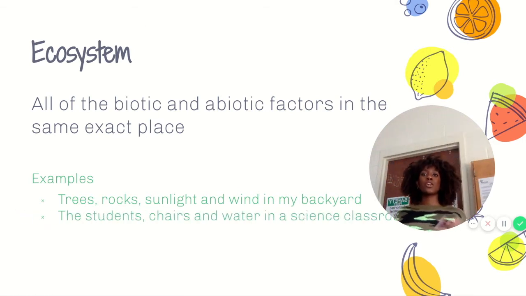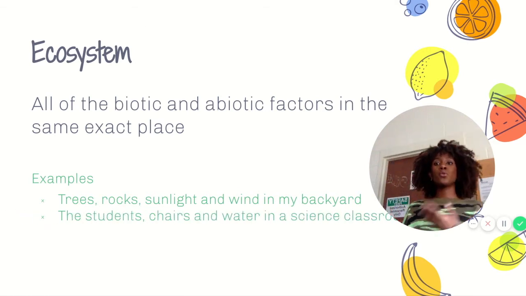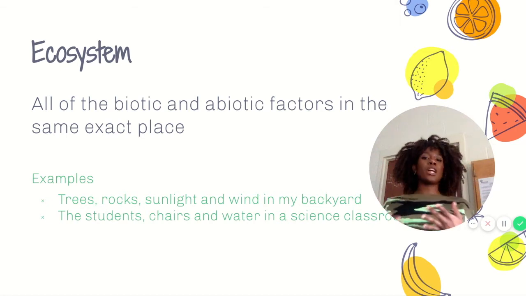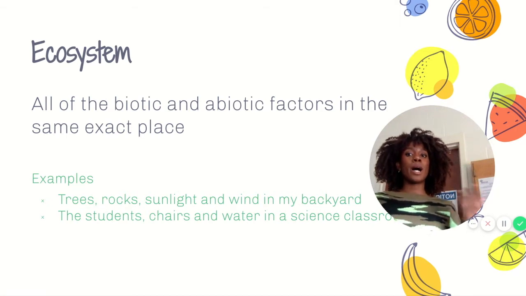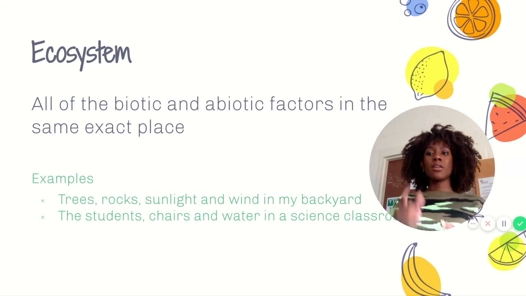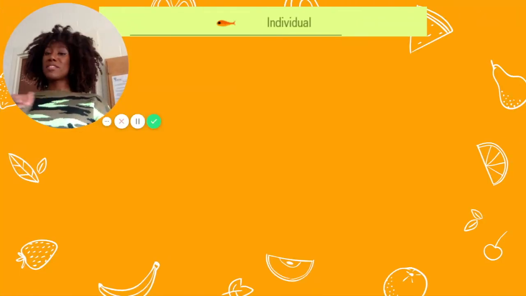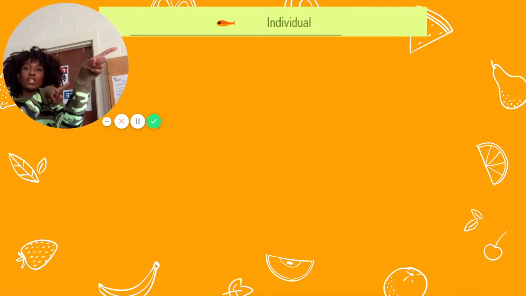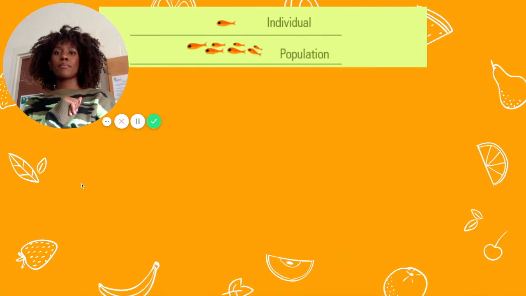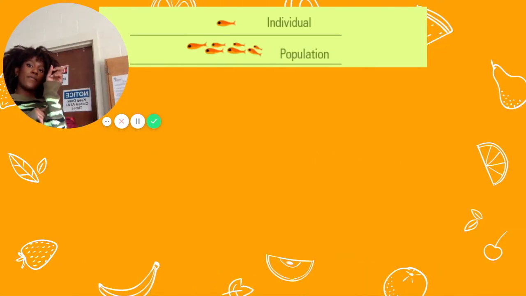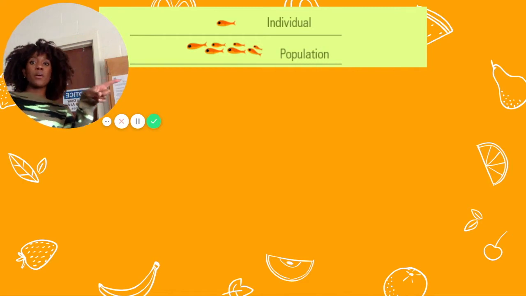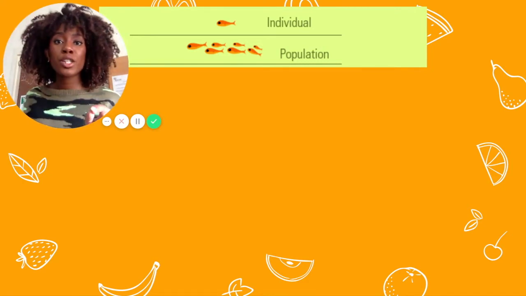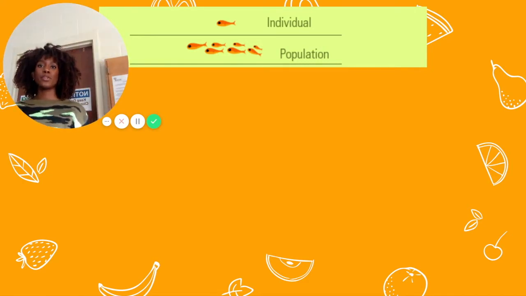The students, the chairs, and water in a science classroom. So the students are going to be living, the chairs and the water are non-living, so biotic and abiotic in one place, ecosystem. Next up, we're going to have some picture diagrams to show you what exactly that means. So I see up here, we have one fish. It's an individual organism. Then we have more than one fish. They're all these orange little fish. That's a population of them. There's more than one of them.